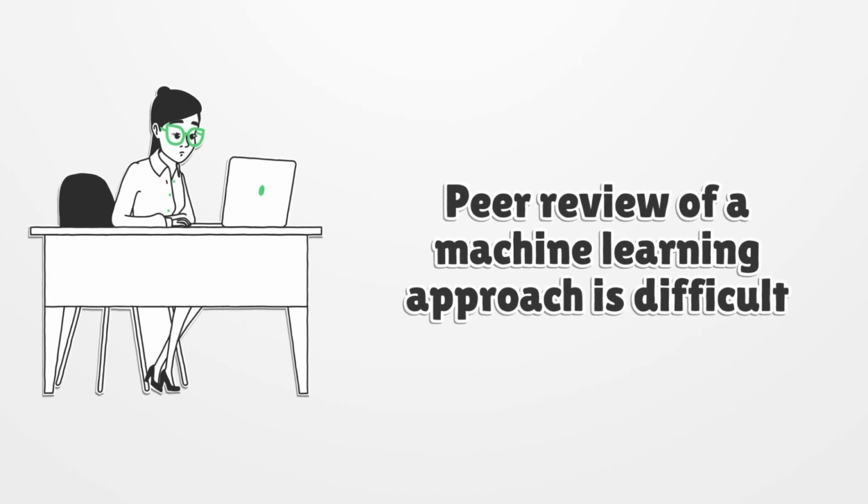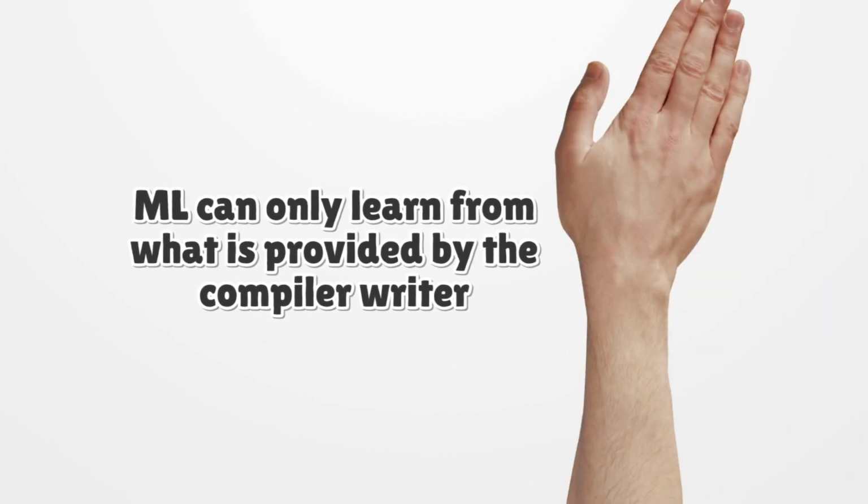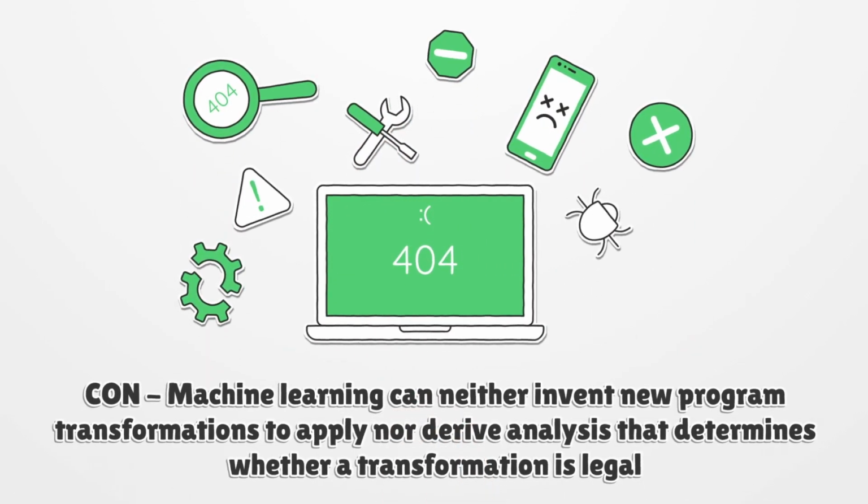Peer review of a machine learning approach is difficult. Black box modeling prevents the quality of the model from being questioned, unlike handcrafted heuristics. Although the ability to automatically learn how to best optimize an application and adapt to change is a big step forward, machine learning can only learn from what is provided by the compiler writer. Machine learning can neither invent new program transformations to apply, nor derive analysis that determines whether a transformation is legal. All of this is beyond its scope.